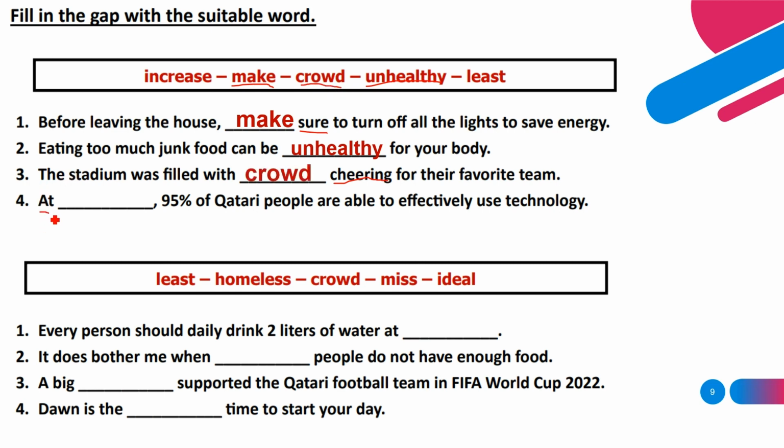Now 95% of Qatari people were able to effectively use technology. And here we're talking about least, at least, على الأقل. Every person should daily drink 2 liters of water at least. It does bother me when homeless people do not have enough food.